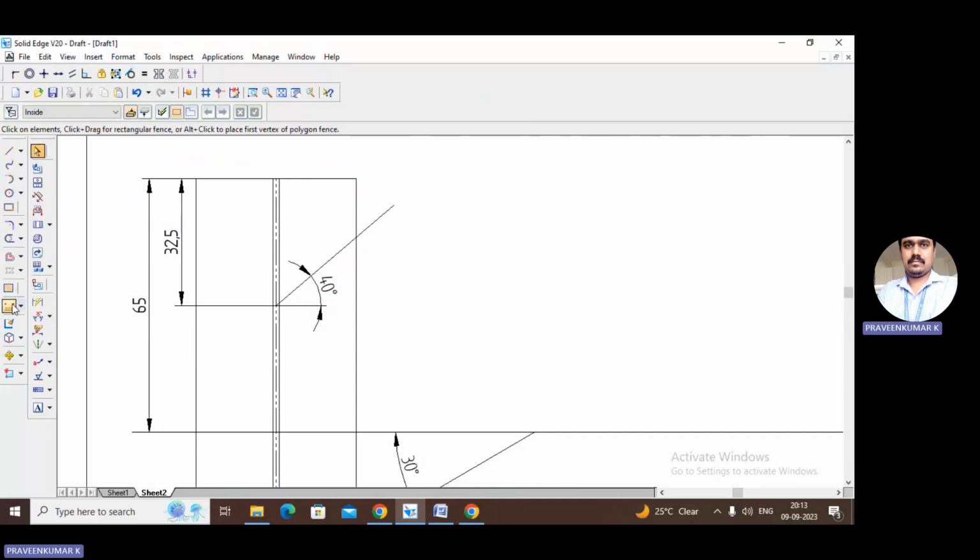And just extend the line. You have an option called extend to max. Extend this one to here, till this point. Now trim the unwanted line. Just trim out the extra or unwanted lines.